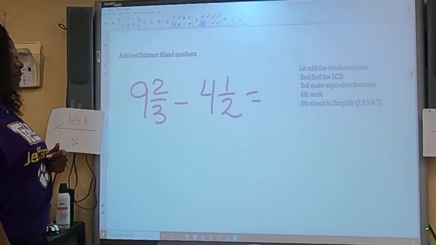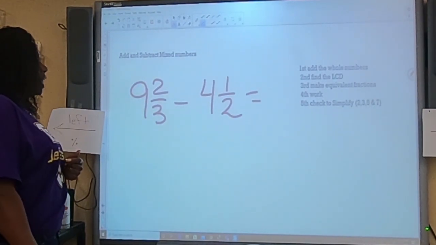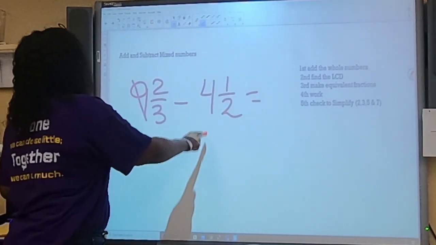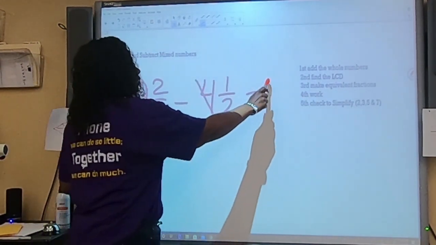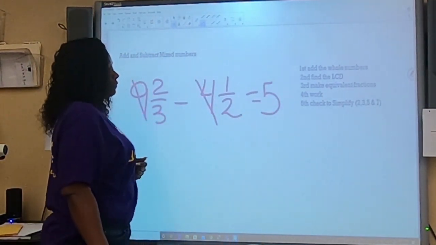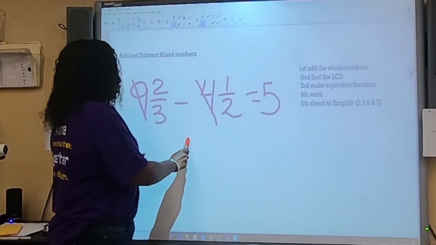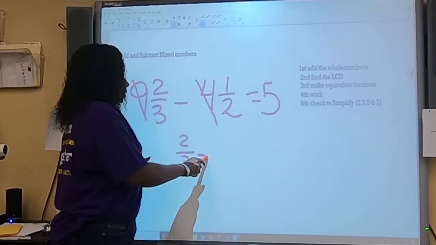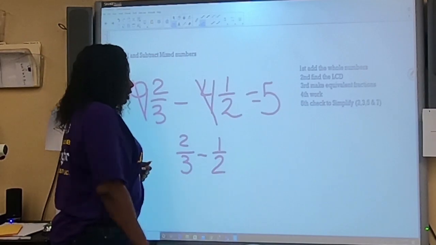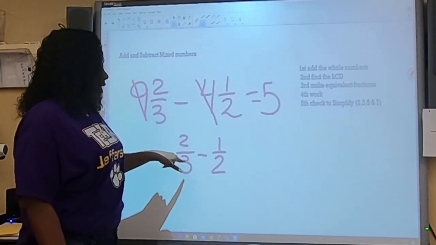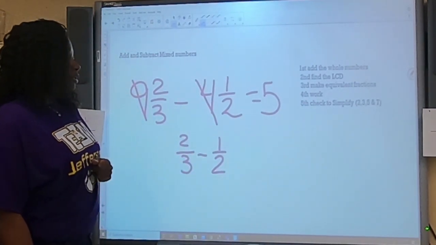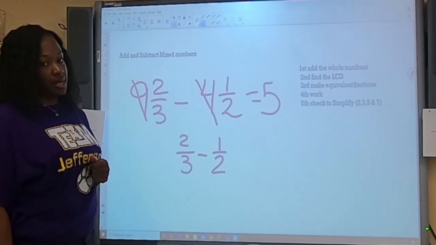Still following my steps. This time I'm going to subtract my whole numbers. 9 minus 4 gives me 5. So that leaves the fractions 2/3 minus 1/2. Notice they still do not have the same denominator. So step 2 tells me to find the least common denominator.